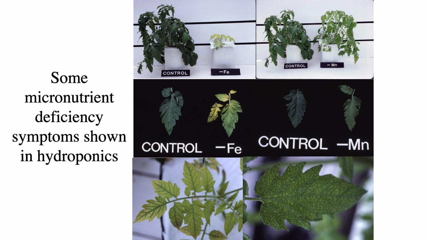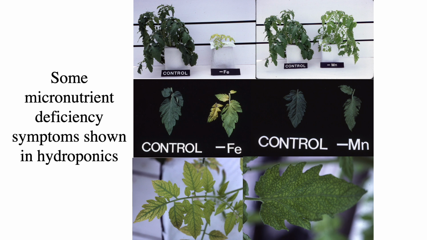It's because of the mobility of the ions. Iron is immobile in the phloem and cannot move through the plant. And magnesium is mobile, so it can redistribute, it can recycle that magnesium from the older leaves to the younger leaves where it's needed. And I just love this picture of manganese deficiency.